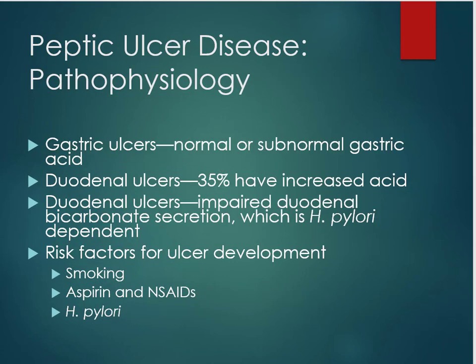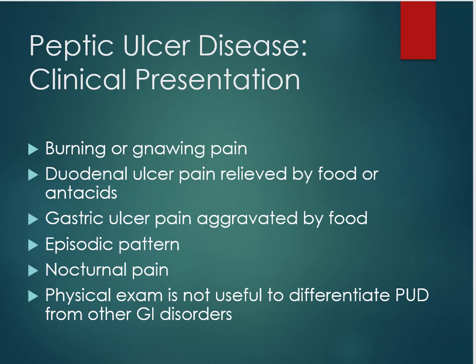Some risk factors for ulcer development include what we talked about on the previous slide: smoking, aspirin and NSAIDs, and then H. pylori. On clinical presentation, you may notice that the patient complains of burning or a gnawing pain. Duodenal ulcers, their pain may be relieved by food or antacids. Gastric ulcers are often aggravated by food. They may have an episodic pattern. It may occur at nighttime, and physical exam is not useful to differentiate between peptic ulcer and other GI disorders.